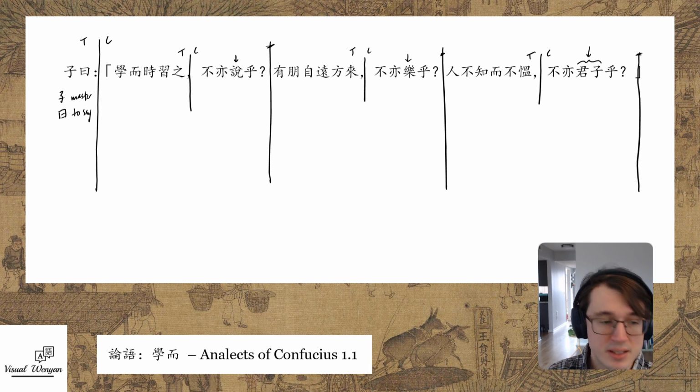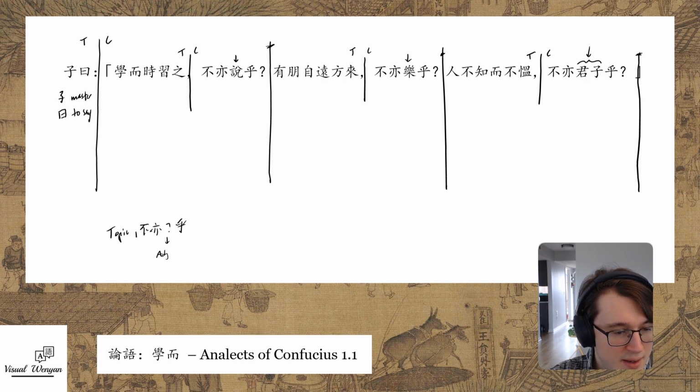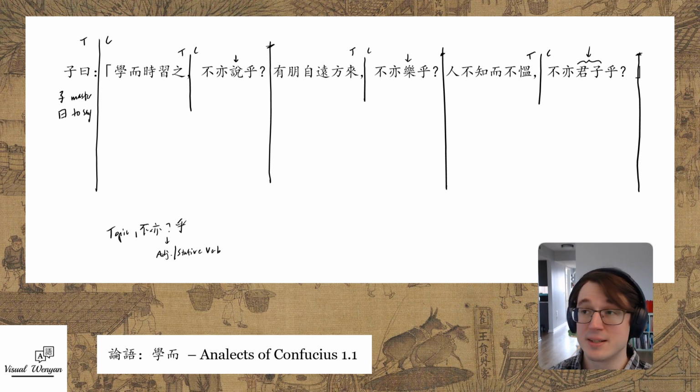The structure of all of these sentences is topic, comma, so something, blah, blah, blah, and then 不亦 something 乎. Now, this something is generally an adjective or a stative verb, because all adjectives act as stative verbs in classical Chinese. So that's what we have. To break that apart, what are we looking at here? We have 不, which is a verbal negation.